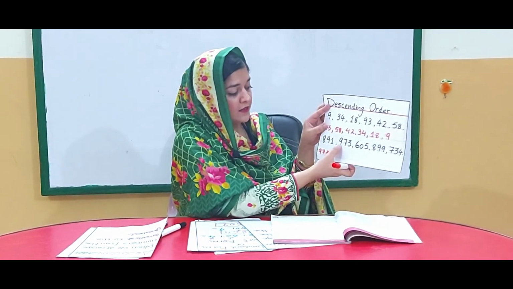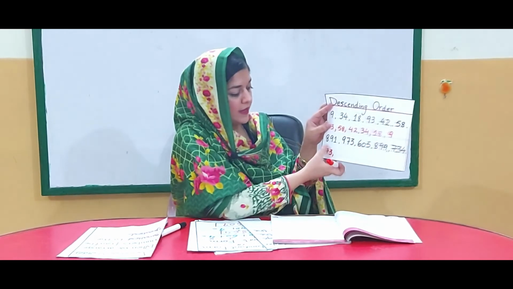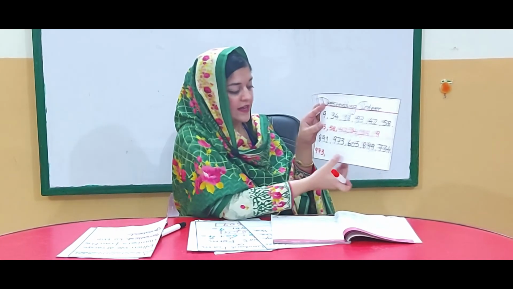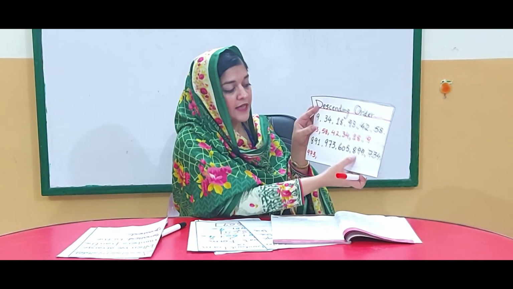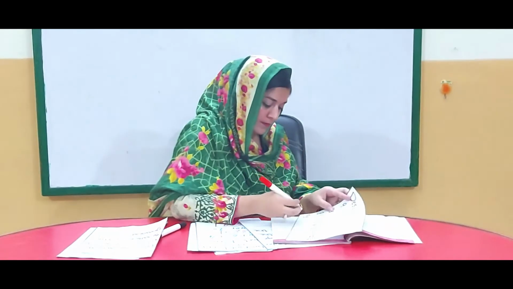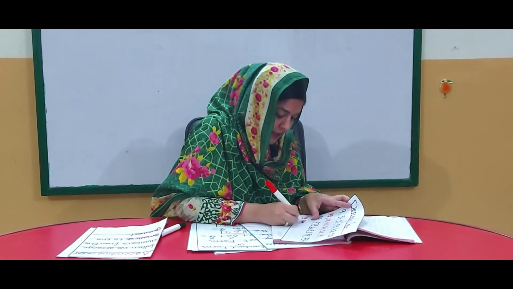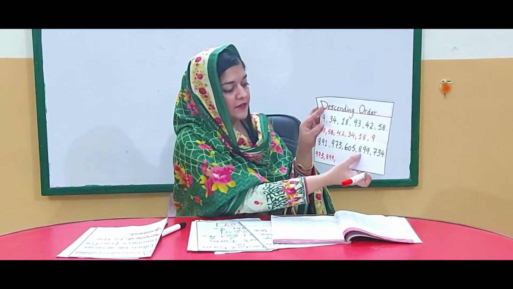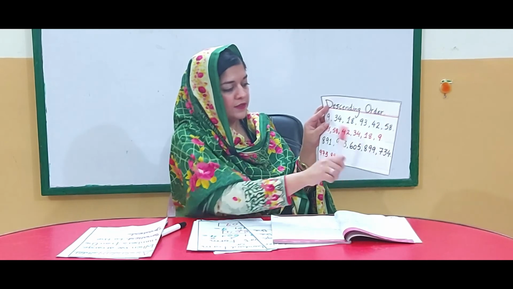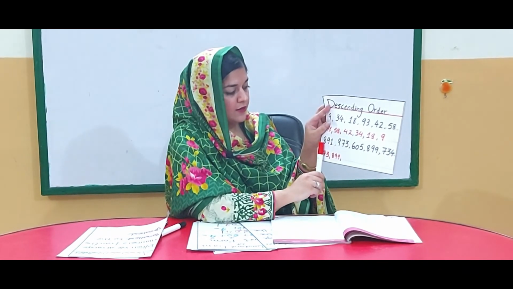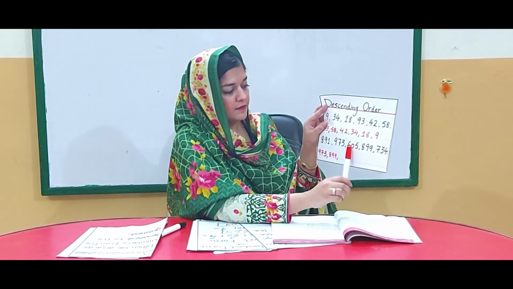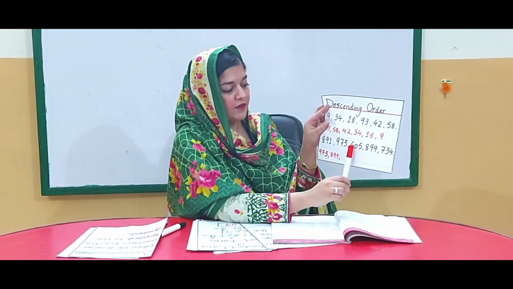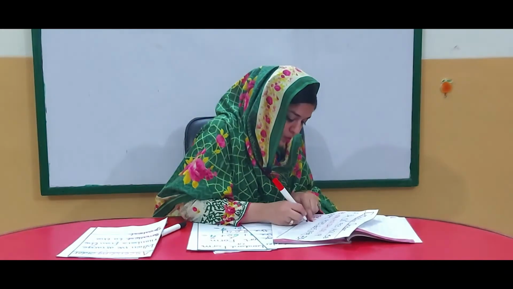Okay, now move towards the next number. 900 is done. 891 and 899, there are two 800s. Which is the larger one? Obviously 899, because 91 is less than 99. So we will write 899 second. Let me write it for you. Now which is the third number? 900 is done, 800s are done. 600 and 700 are left. Obviously we will write 700 first, then 600. Clear?